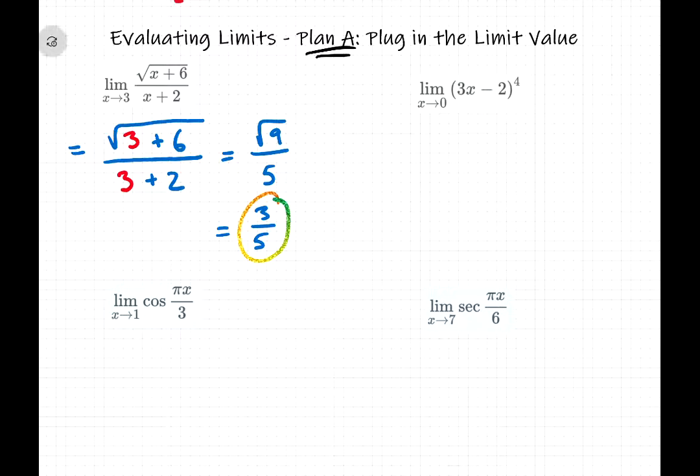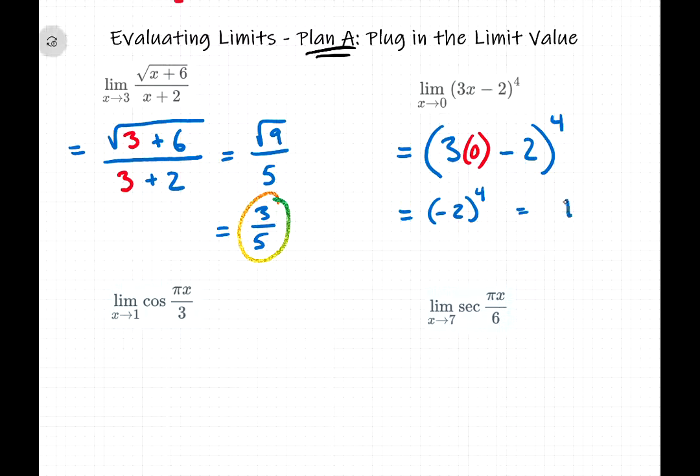In this second case, over here on the right, the limit as x approaches 0 of 3x minus 2 to the fourth. We don't run into any problems plugging in 0 for x. So we'll put a 0 in for the x. 3 times 0 is 0. So it looks like we have negative 2 to the power of 4, which is positive 16.